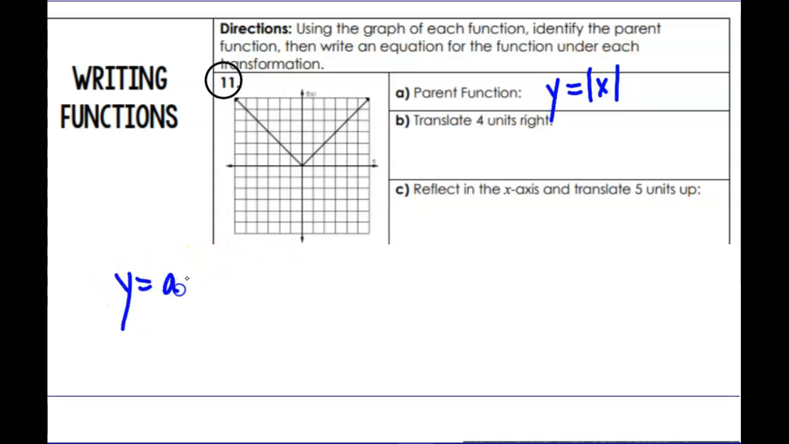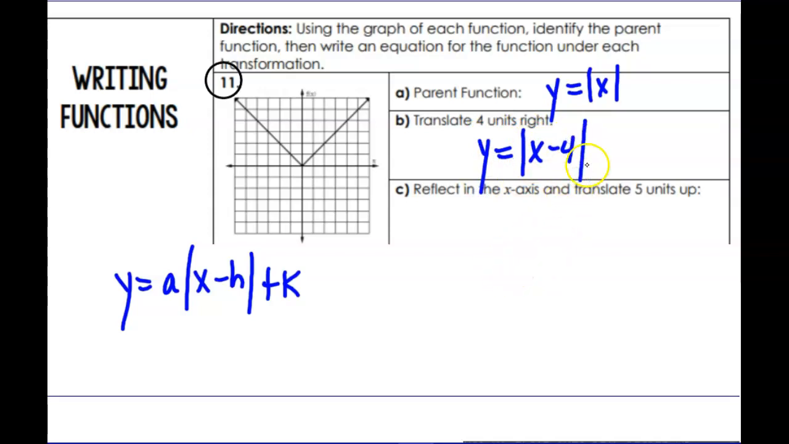Or if you were worried about where you're putting things, it would look like this, okay? So where are we going to translate 4 to the right? Inside, outside. Inside, and 4 to the right is actually a -4. This would be a good one. I could have put that on the quiz. That was pretty easy. Okay.